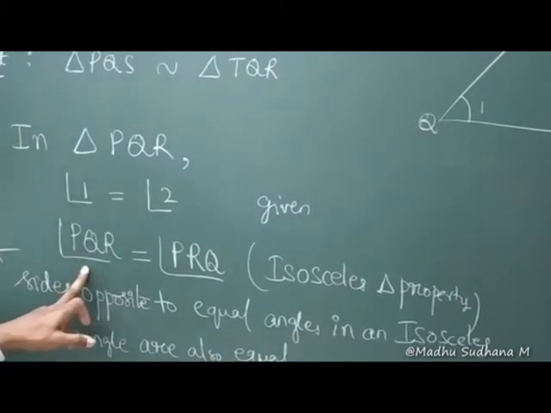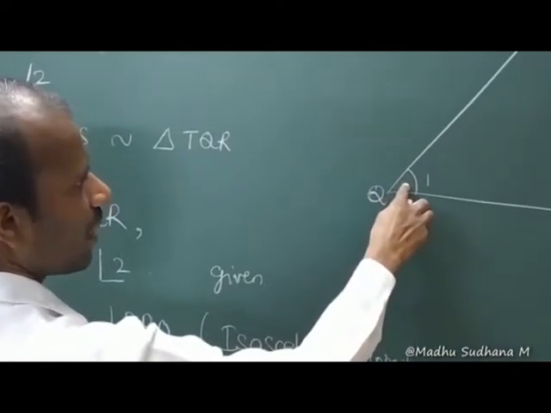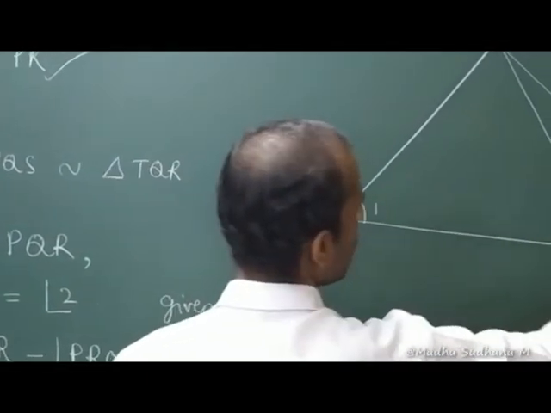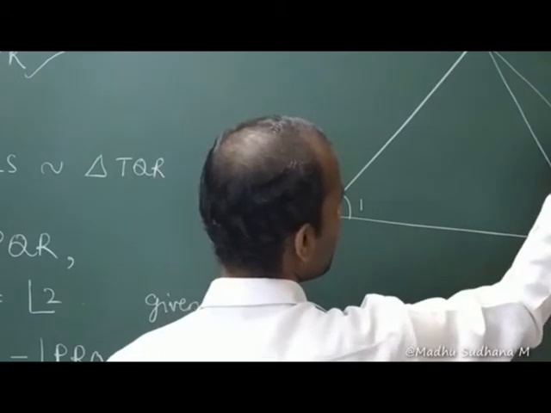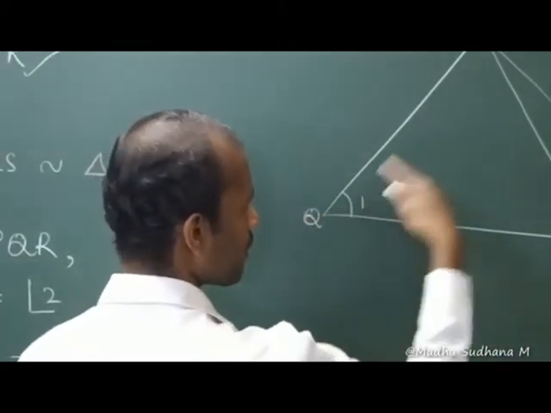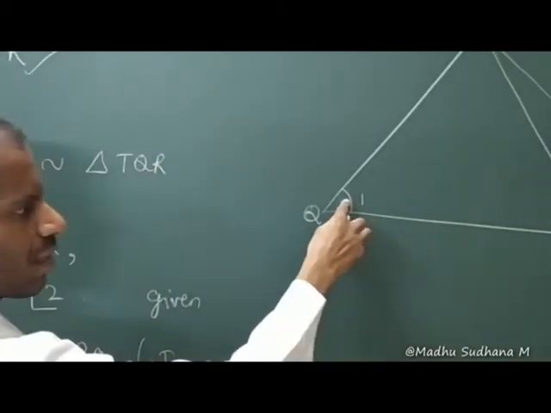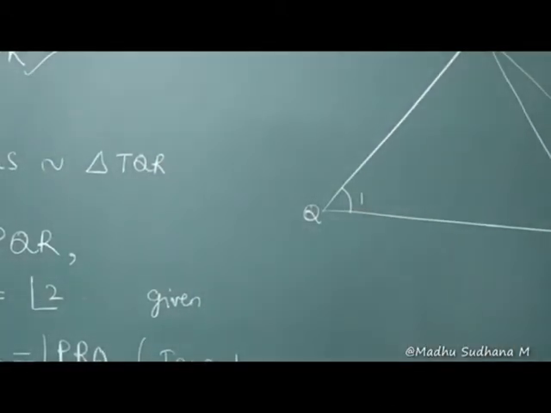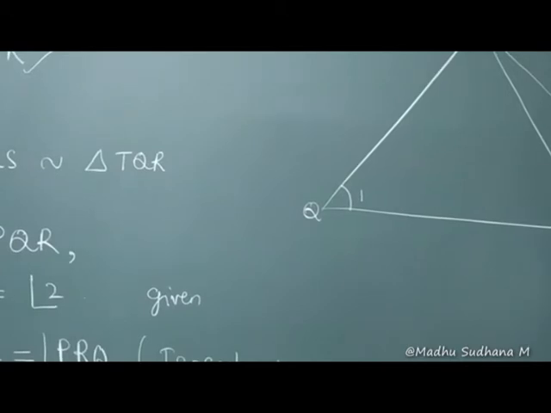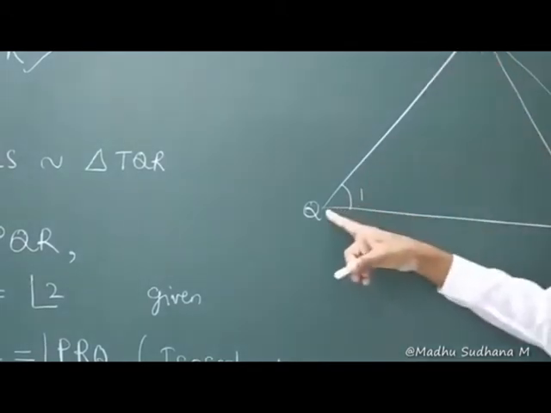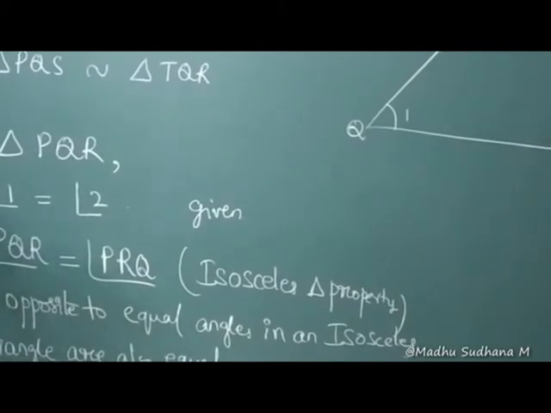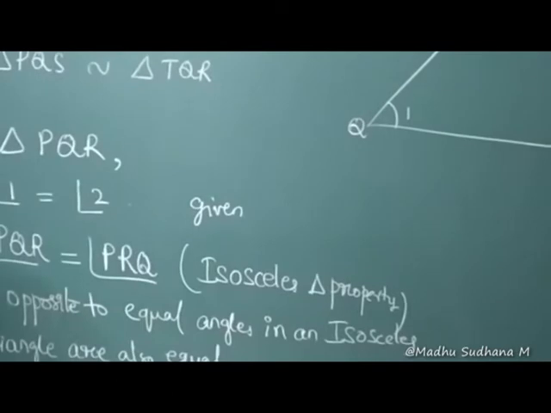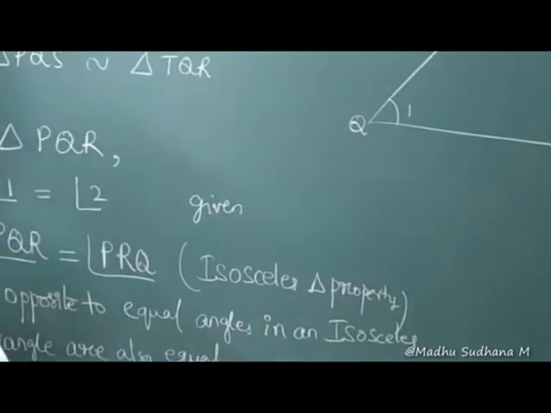See, in triangle PQR, which is the opposite side for this angle? The opposite side shall be this side for this angle. Followed it? Similarly, for this angle, the opposite side is PQ. So let me write: this is the PQ side, which is equal to PR. This is one important condition here.